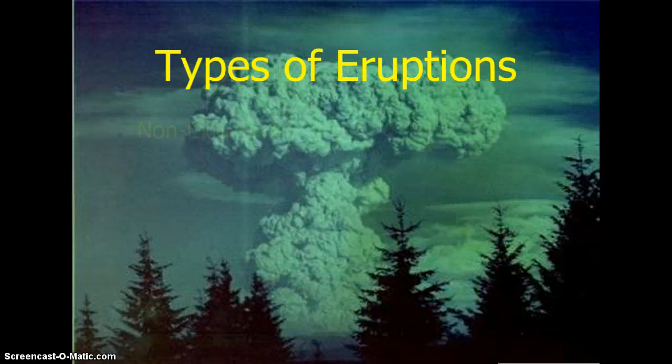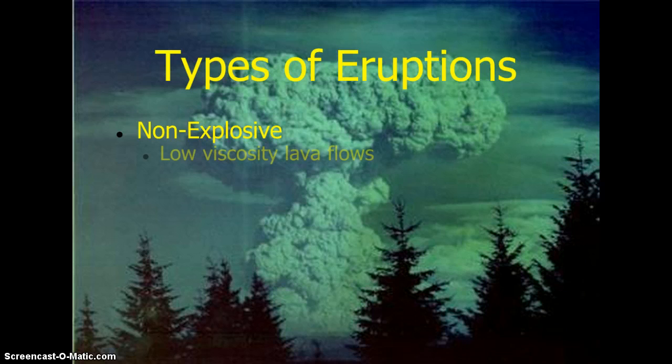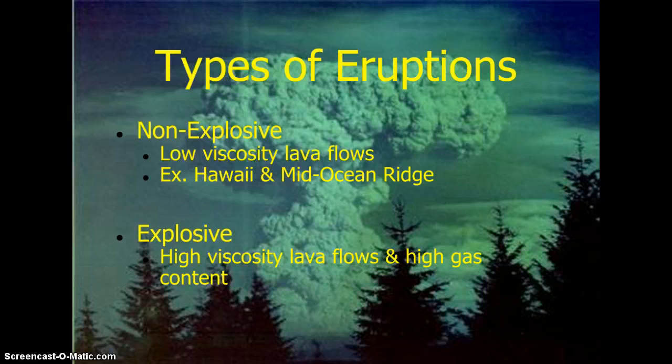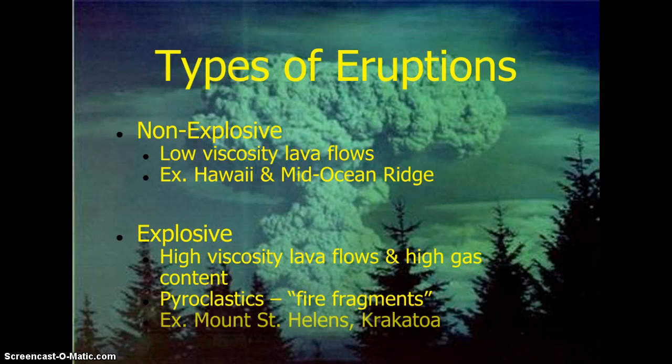There's various types of eruptions. There's the non-explosive eruptions, and those have really thin lava that's not very viscous or thick. Hawaii has classic non-explosive eruptions, as does the magma coming out of mid-ocean ridges. And then the other type is explosive eruptions, and they tend to have thick, viscous lava with a lot of gas to create explosions. And they tend to give off a lot of pyroclastics or fire fragments. Mount St. Helens and Krakatoa are two examples of explosive eruptions.